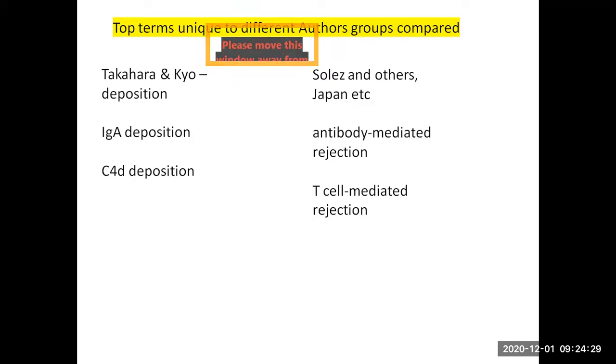Now, it is not that the Solis groups and others have not focused on deposition at all. Yes, they also talk about deposition. But in terms of the paper's focus, if you look at it, the proportion of focus on rejection has been more on this side compared to the Takahara Kyo group. So to this extent, we are able to learn from the computers.